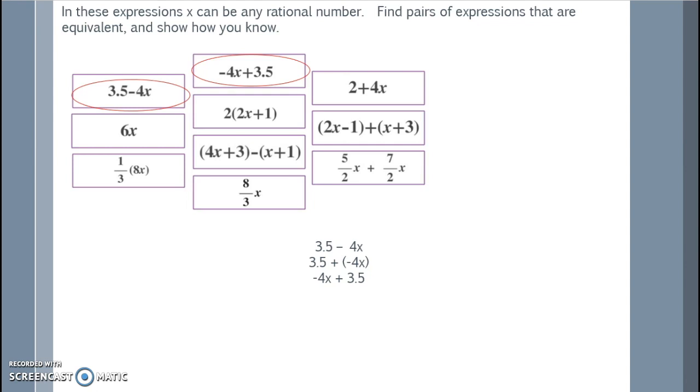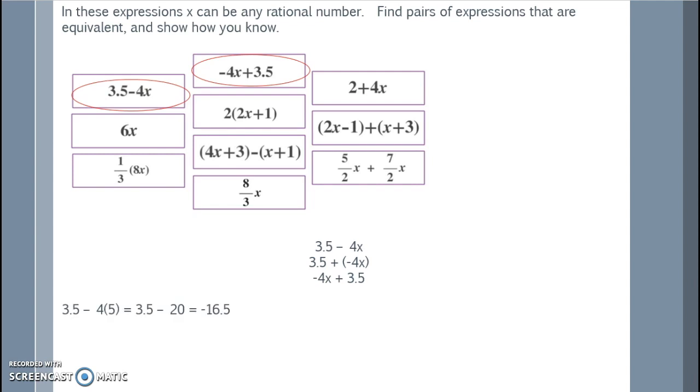So I start with 3 5/10 minus 4x. Well, we know that we can rewrite it as an addition problem. So 3 5/10 plus a negative 4x. Then I can use our associative properties and rewrite this as negative 4x plus 3 5/10. So those two are equivalent.